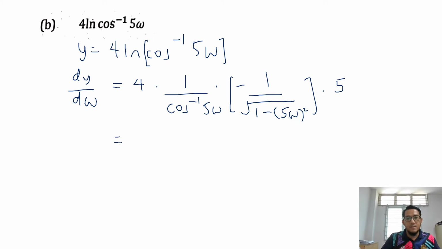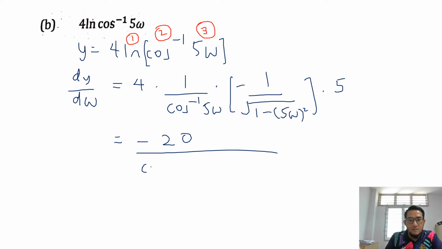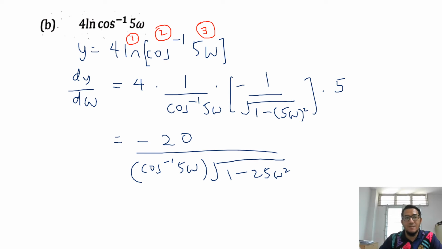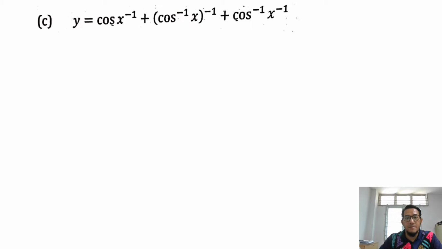As you can see here in this question, we have to differentiate many times. First we have to differentiate the ln, number 2 the cos inverse, and number 3 we have to differentiate 5w. And then we simplify the answer. That is negative 20 over cos inverse 5w times square root of 1 minus 25w squared. Alright, done for question B. Now we move to question C.